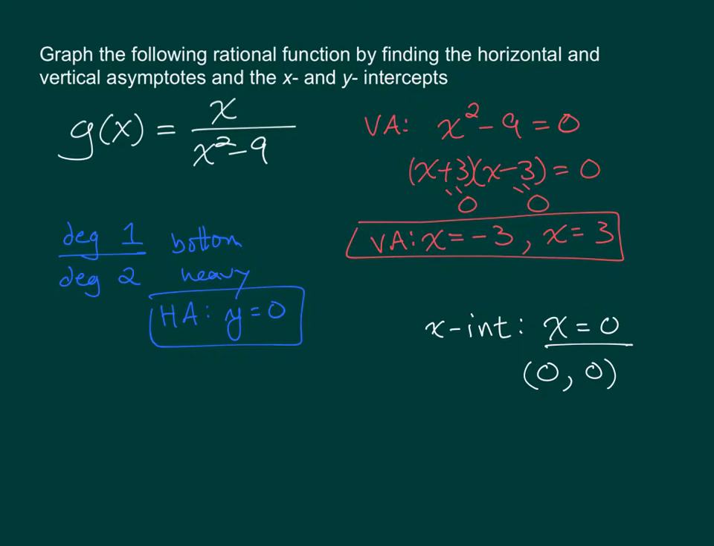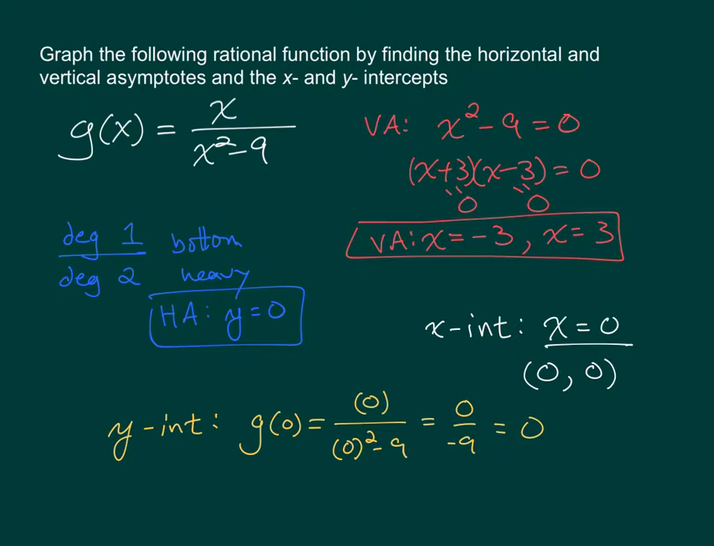Lastly, we need to find the y-intercept. And with the y-intercept, evaluate the function at 0. So it will be 0 over 0 squared minus 9, which is 0 over negative 9, which is 0. So for the y-intercept, we have an input of 0, and there's an output of 0. There is the y-intercept for this rational function.